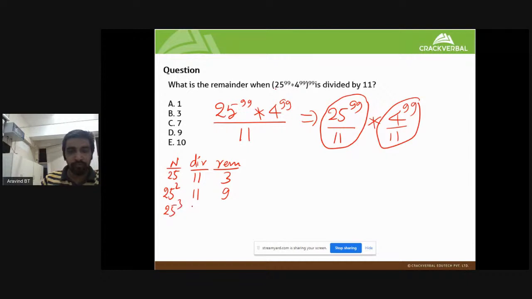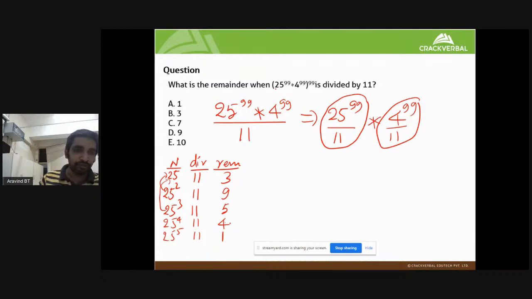25 cube. 25 cube is nothing but 25 square into 25. So remainder should be 9 into 3. What is 9 into 3? 27. 27 by 11 is a remainder of 5. Don't forget to divide by 11, please. 25 power 4 is nothing but 25 cube into 25. So 5 threes are 15. 15 by 11, remainder is 4. 25 power 5, 4 into 3. 4 into 3 is 12. And I'm happy now because 12 by 11, my remainder is 1. And I know the cycle will repeat from here.